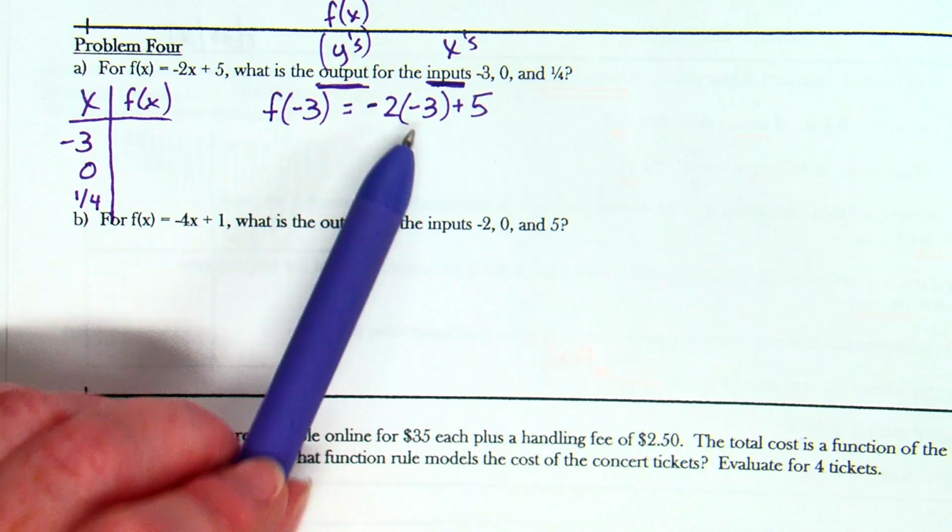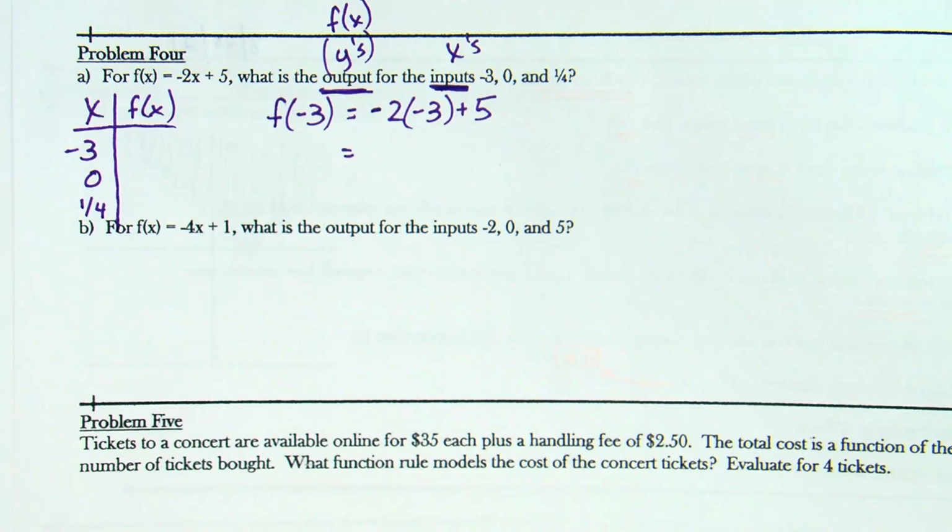So, how do I do negative 2 times negative 3 plus 5? You do negative 2 times negative 3. And negative 2 times negative 3 is 6. And then you add 5 to it, which is 11. 6 plus 5 is 11.